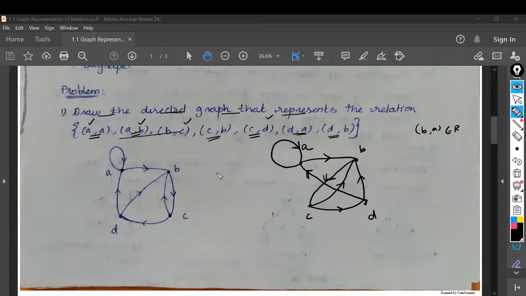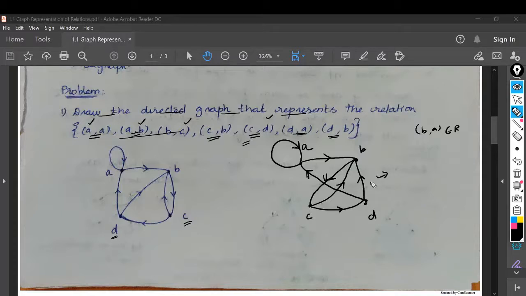So this is actually the same graph only, but I have changed the order. Since the places of C and D are changed, it is coming in this way. So nothing wrong with that. So this is the directed graph of this particular relation R. I hope you are able to understand this. So when you are given a relation, you can directly draw a graph.